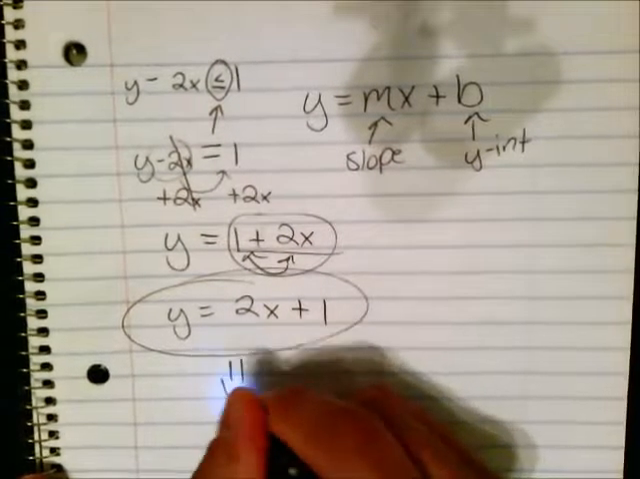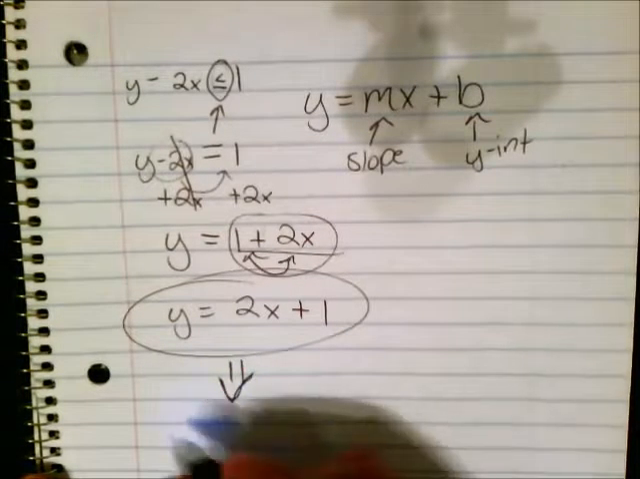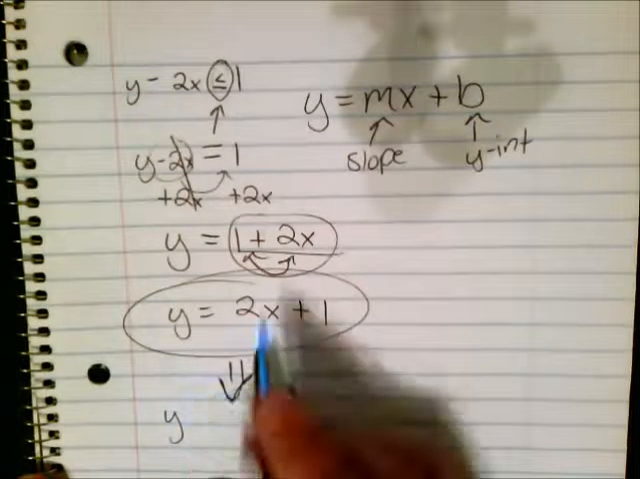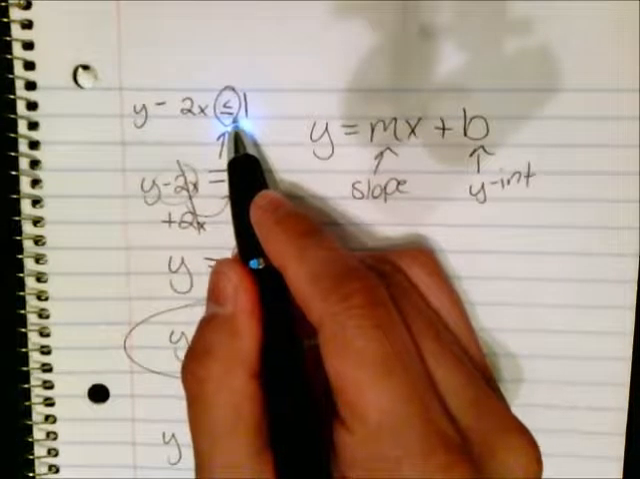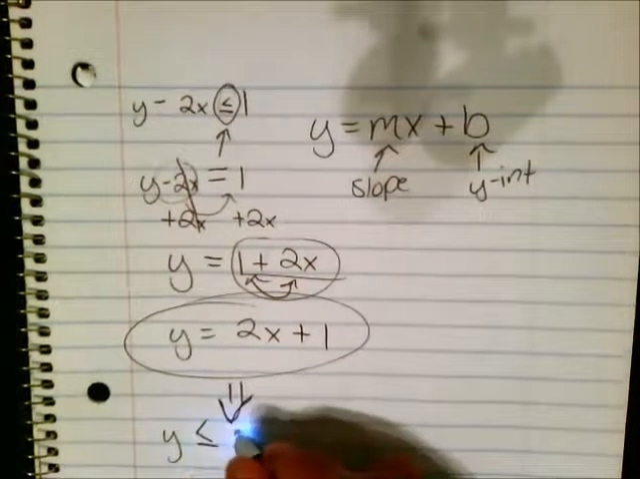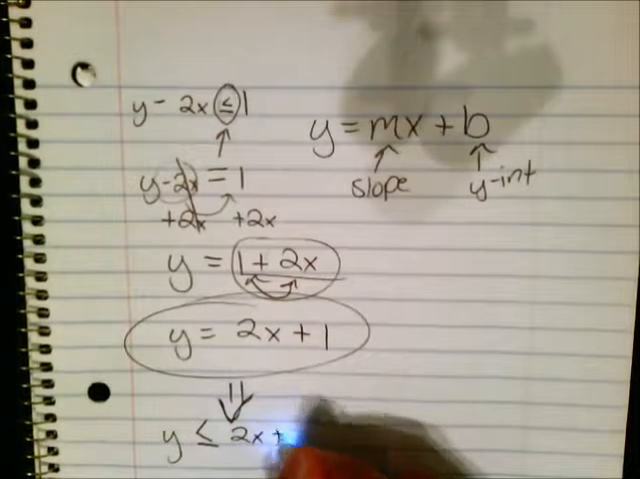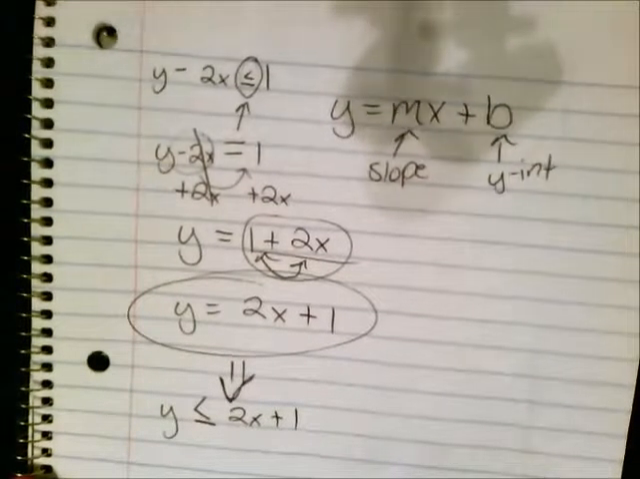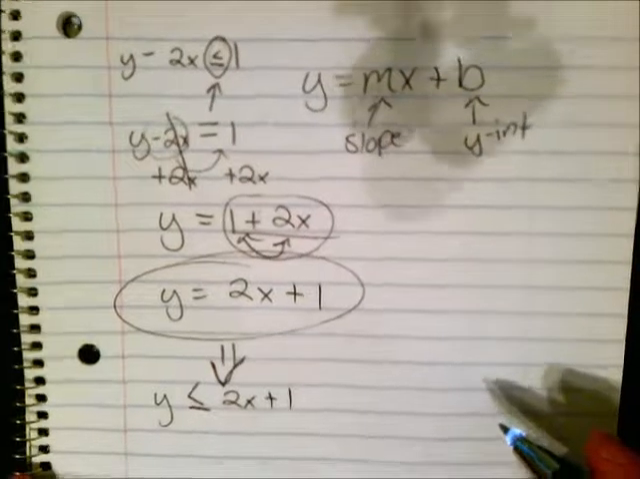However, you're going to move it one more step, and what you're going to do is replace that equal sign with your inequality. Y is, and remember what your inequality was, it's a less than or equal to sign, 2x plus 1. Now that we've got all that set out, all we have to do is move into our graphing.